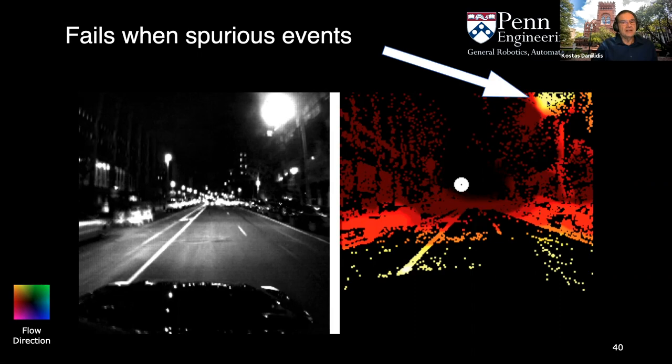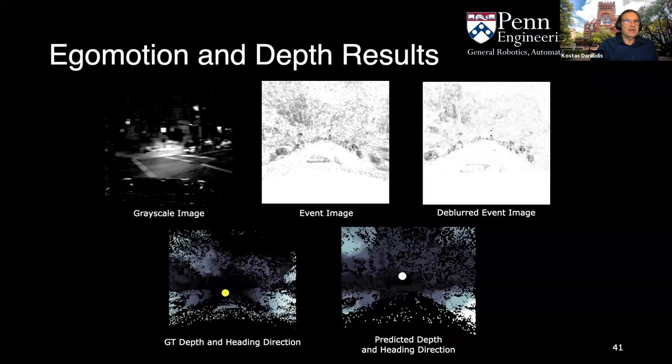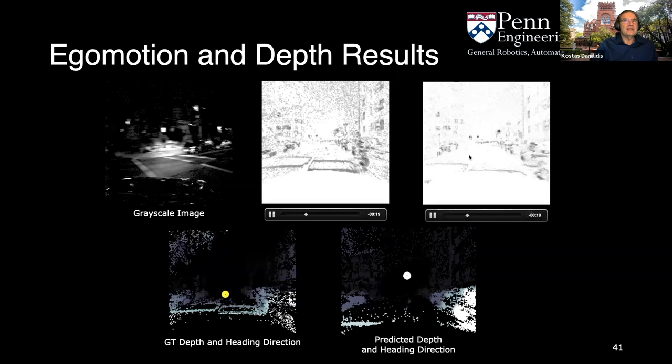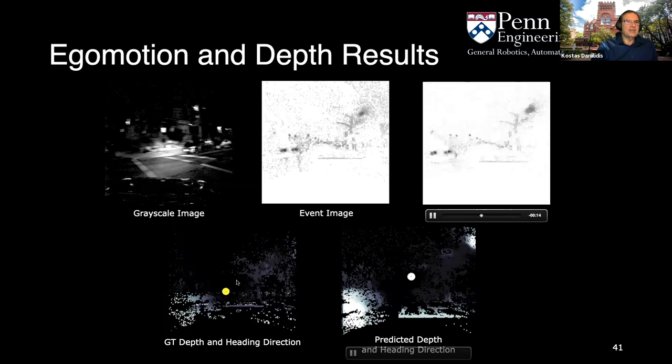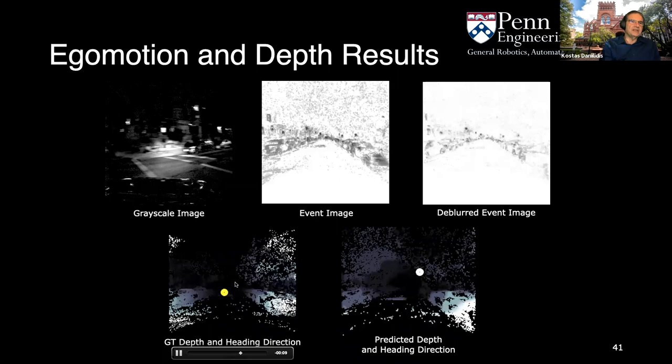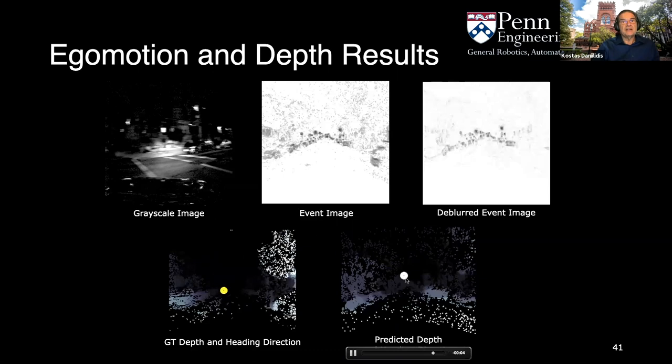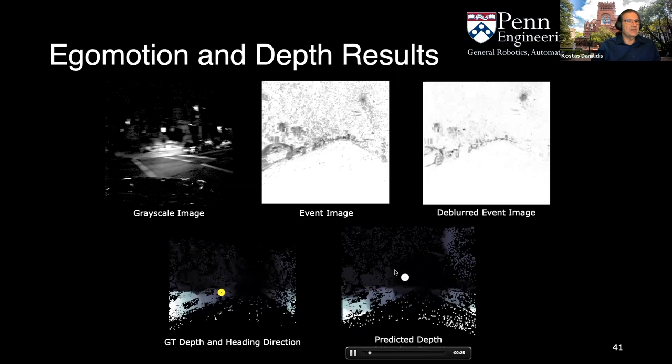dark. This is another night sequence where we show the events during driving. This is the deblurred image, which we use really as a loss. And on the left, you see the ground truth heading direction. This is the direction of the three-dimensional velocity. And on the right is the estimation of the 3D direction that we show in white, and also all the rest is the predicted depth.